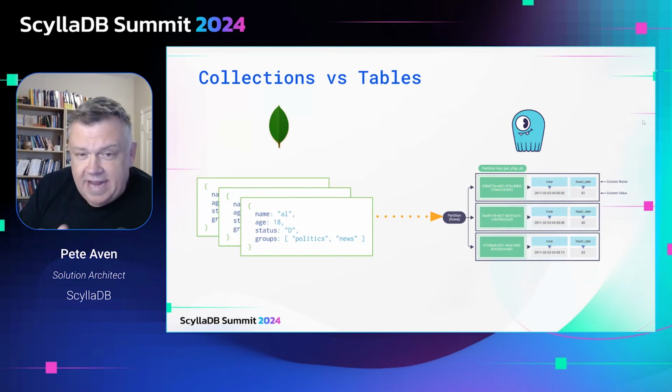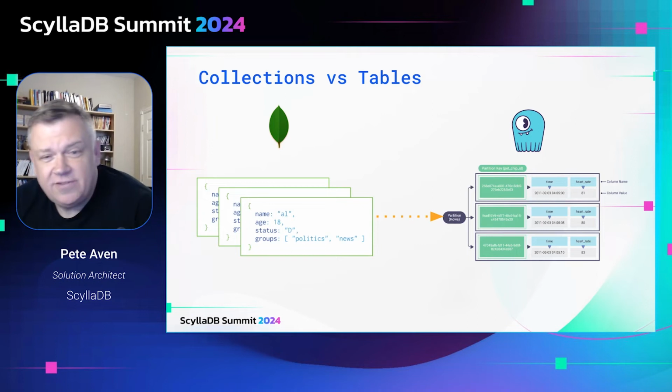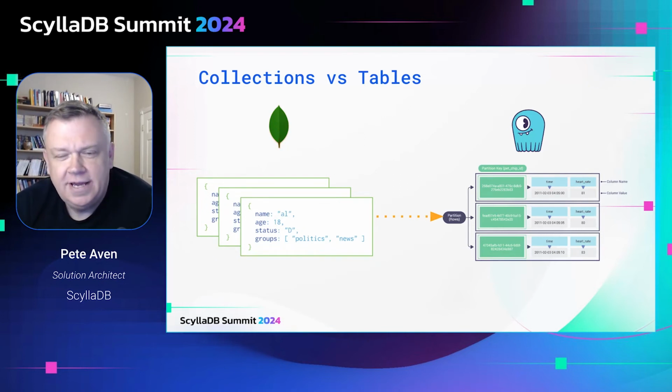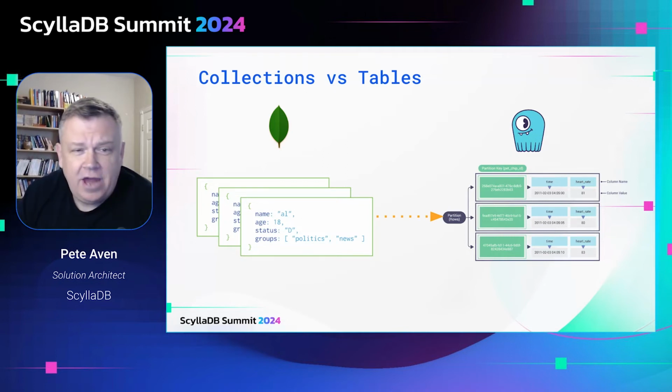And so when we start with the data model, I got ahead of myself there, right? We can think of collections versus tables. You touched on this. So a collection is a group of documents in Mongo, right? And so we have these documents on the left like name, age, status, groups. And when we move them to Scylla, we're going to put those into a wide column table format. So how do we get from here to there?